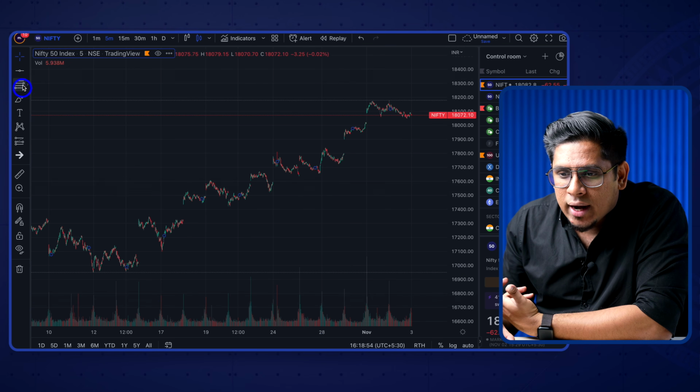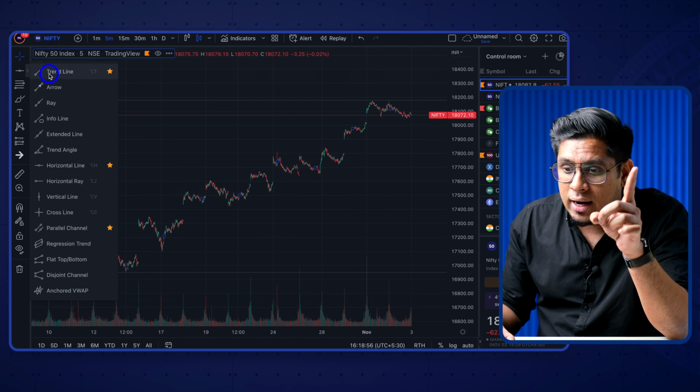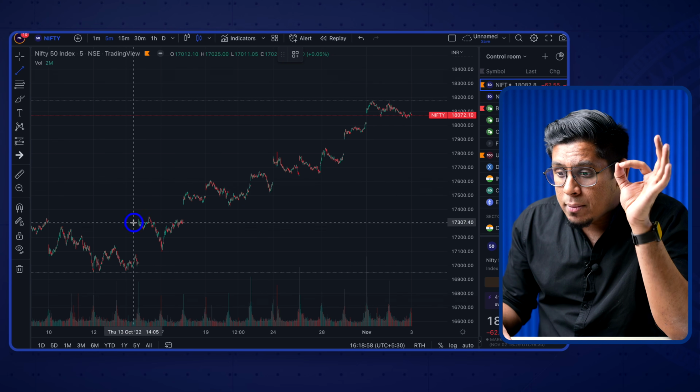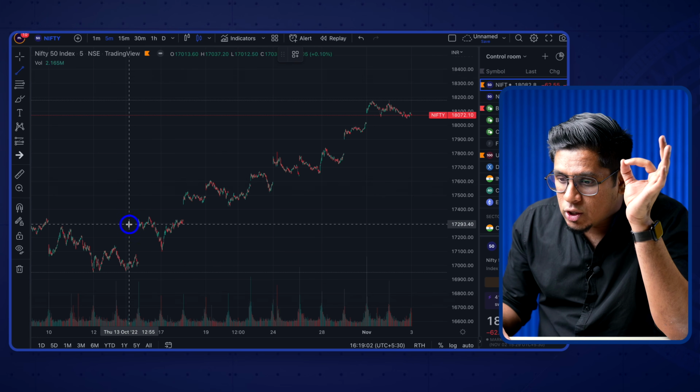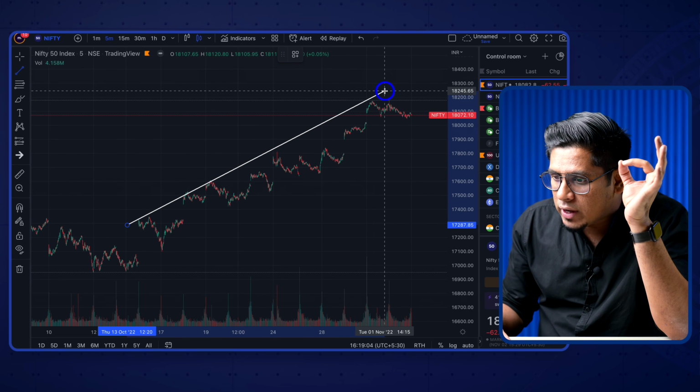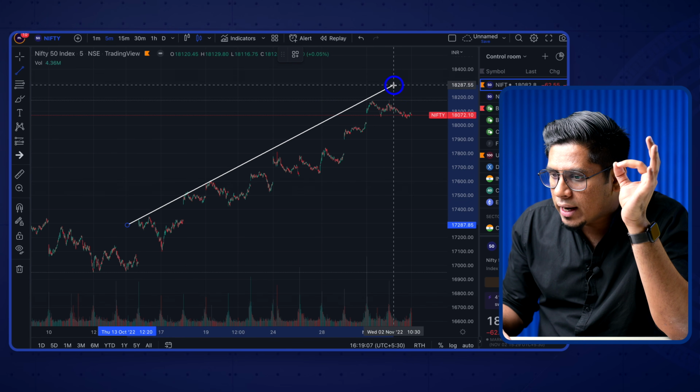Now, how do I draw that? We learned this in the last video. We go here, select trend line. Now, what I'm going to do is, in this uptrend that Nifty is in, I am going to connect the highs of Nifty. Okay? I'm connecting the highs of Nifty.